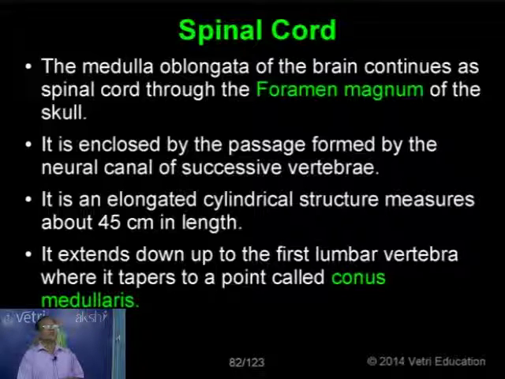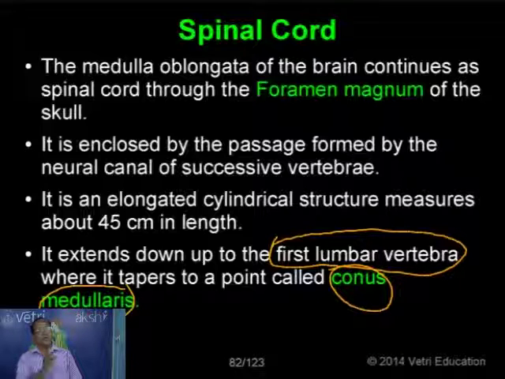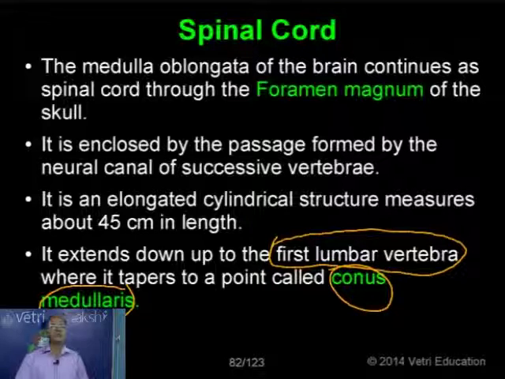Normally it extends down up to the first lumbar vertebra, where it tapers to form a point, a somewhat swelling region, cone-like, that is called conus medullaris. Where it tapers to a point, it ends in a point more or less cone-like, a swelling called conus medullaris. Don't forget, it is about 40 cm long.